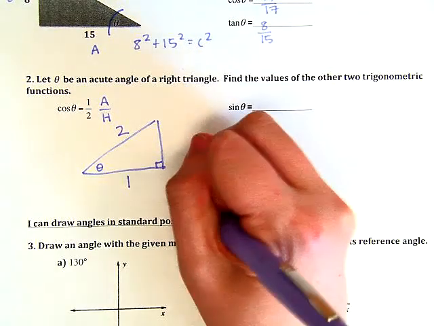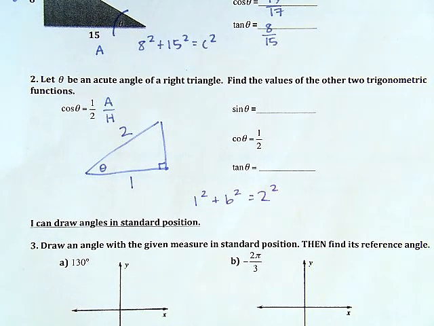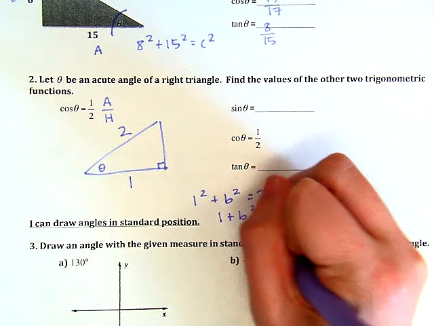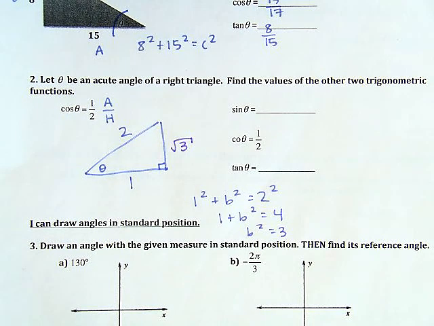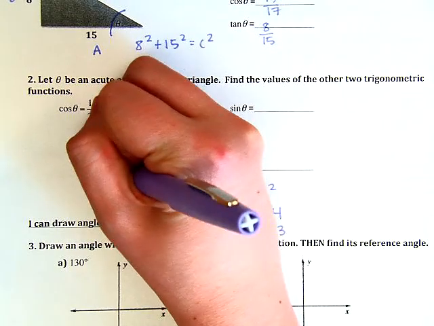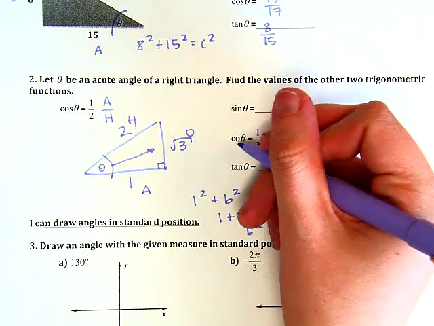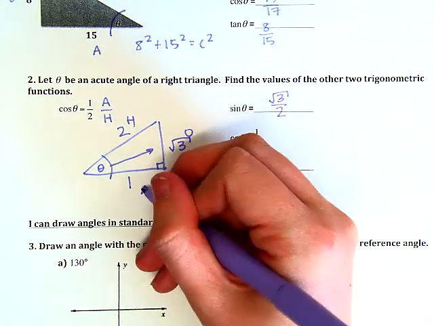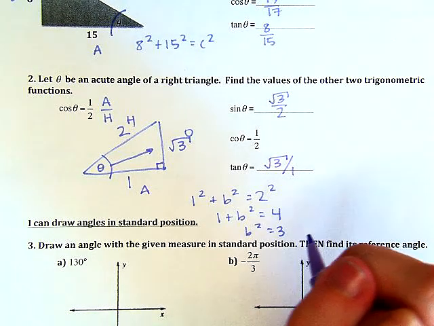To get my third side, I'm going to do a squared plus b squared equals c squared and solve for that. And when I do that, 1 plus b squared equals 4, so b squared equals 3. So I'm going to leave it as the square root of 3. So now when I go for my sine and my tangent, here's my angle, so that means this is opposite, hypotenuse, and adjacent. Sine is opposite over hypotenuse, so square root of 3 over 2. Tan is opposite over adjacent, so square root of 3 over 1. You don't even need the over 1 part, it's just there.